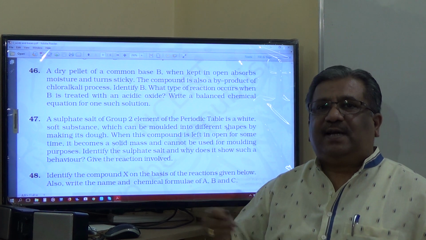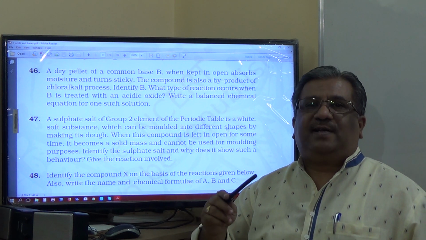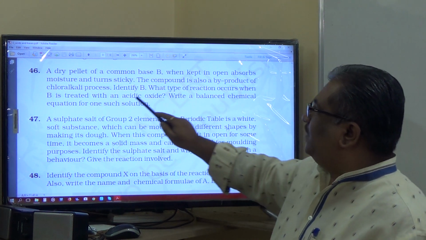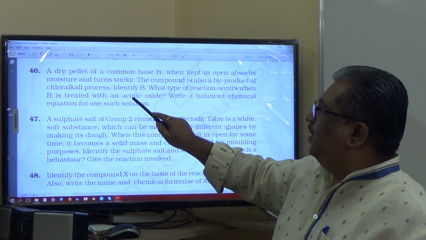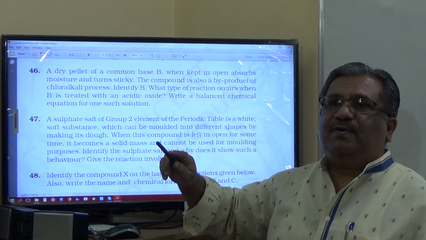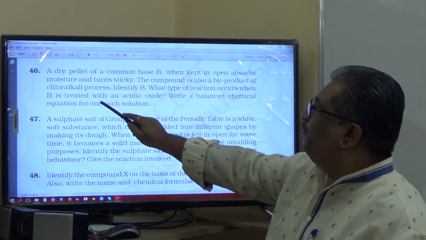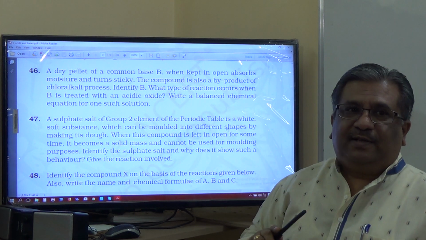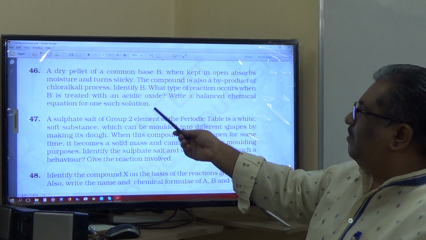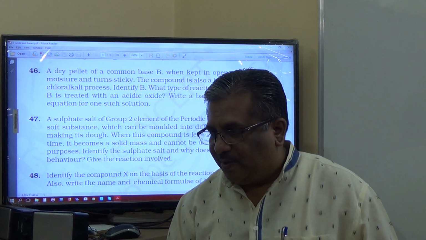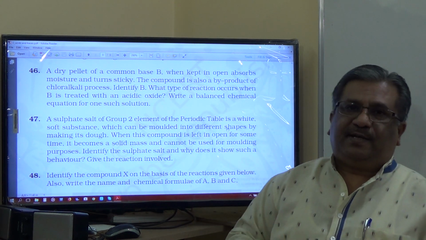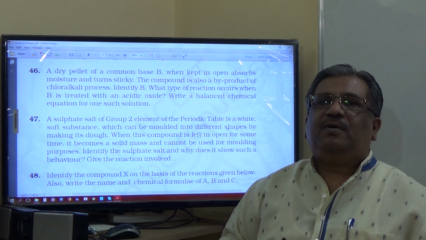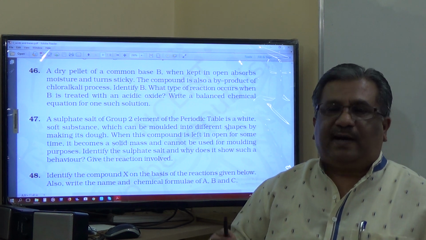What are acidic oxides? I will define now. Non-metallic oxides are called acidic oxides. So what type of reaction occurs when B is treated with an acidic oxide? B is a base, plus acidic oxide. Acid plus base gives you salt and water, isn't it? Therefore NaOH plus CO2 gives you Na2CO3 plus water. This is the answer. Write a balanced chemical equation, you do that one yourself.